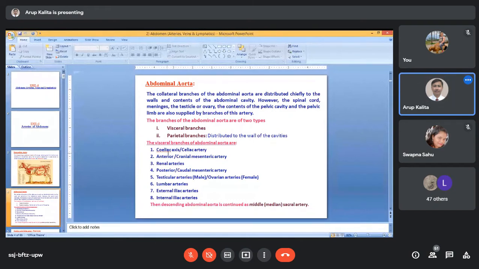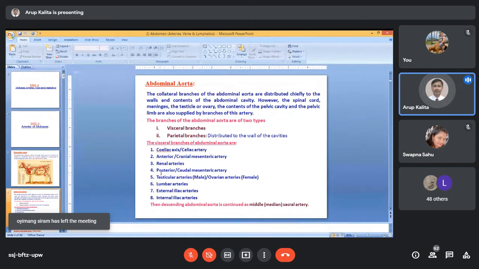You see, the celiac artery is single, one in number. The cranial mesenteric artery is also one in number. But the renal arteries are 2 in number: right renal artery and left renal artery.